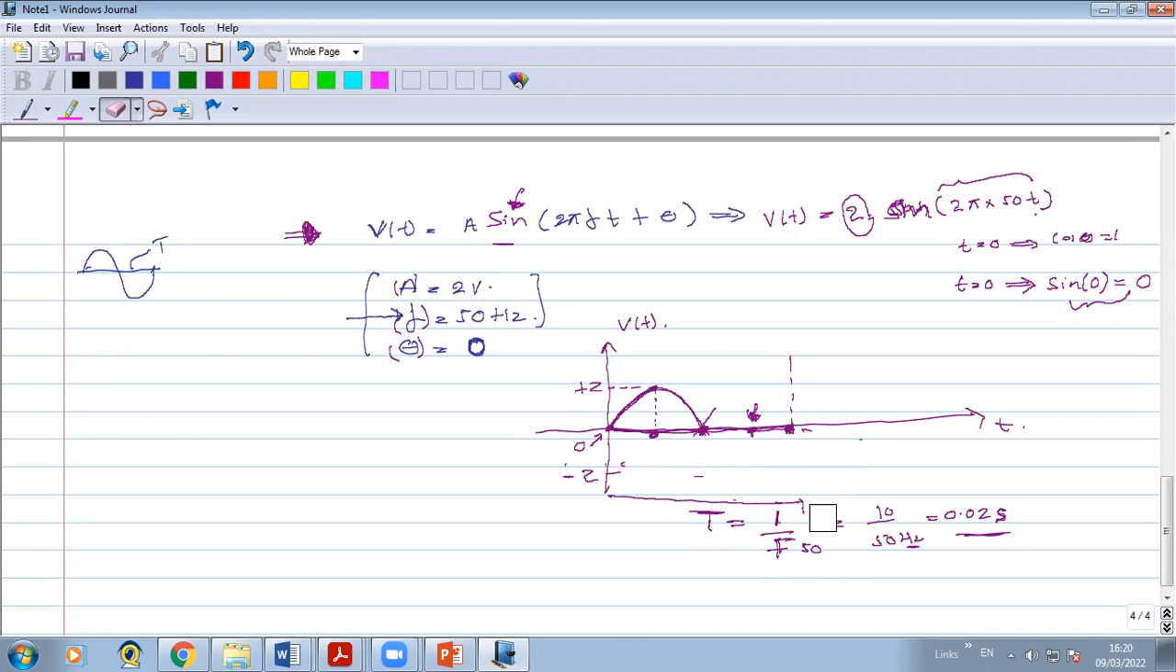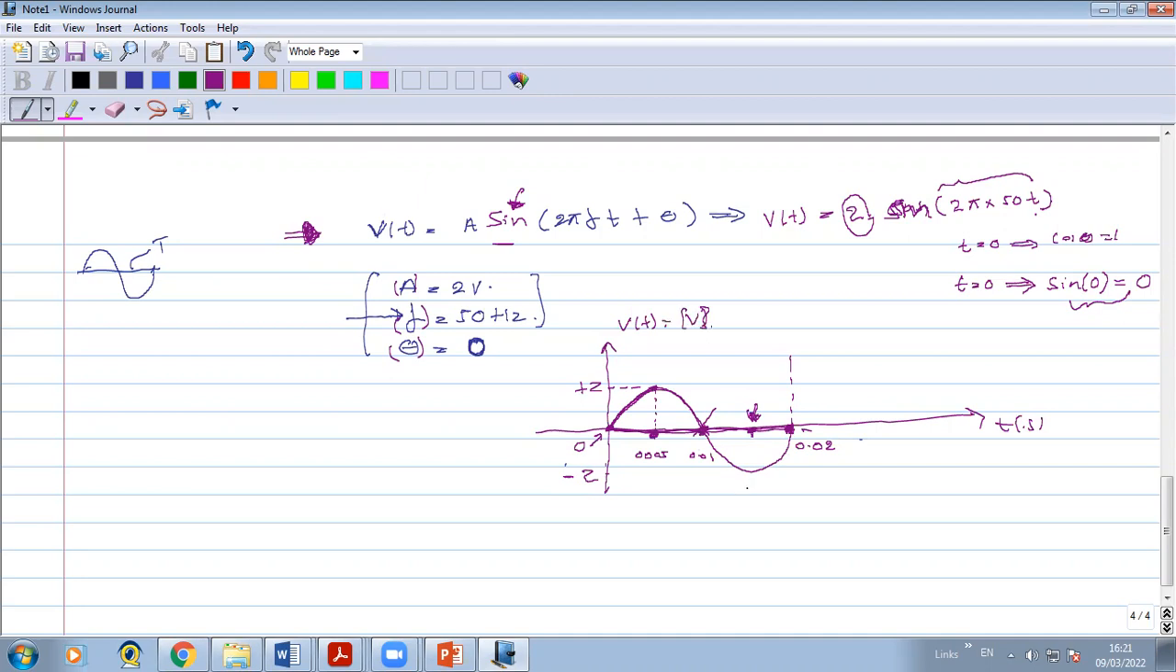I will type it here again. Okay, so here we have this point: we have 0.005. This point we have 0.001. This point we have 0.02 second. This time is measured in seconds, and this voltage is measured in volts. So what is this point? Please tell someone.